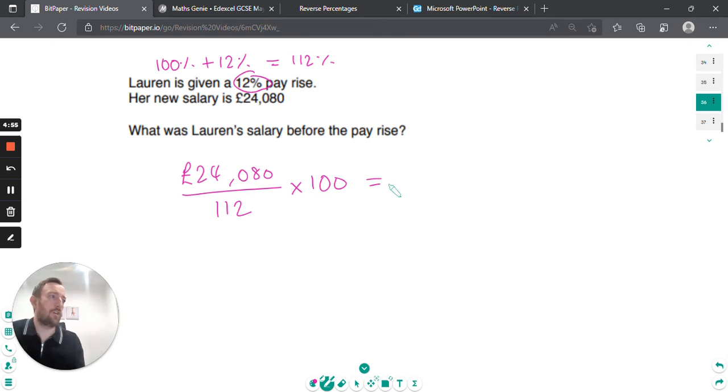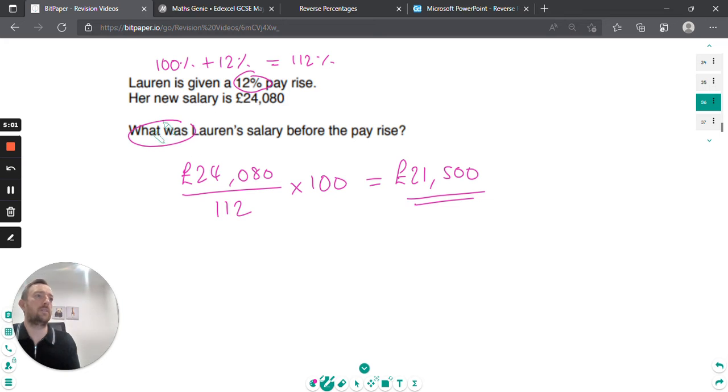So before she got her rise, she was on £21,500. And again, the clue is there. It doesn't tell you it's a reverse percentage question. That's the way that we spot it. What was her salary before the rise? That past tense.